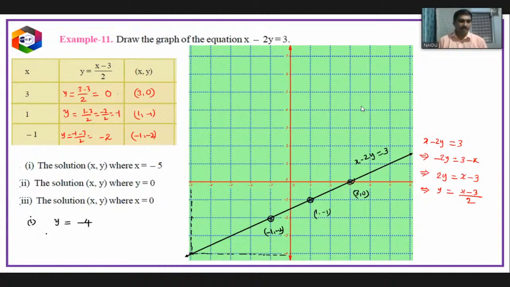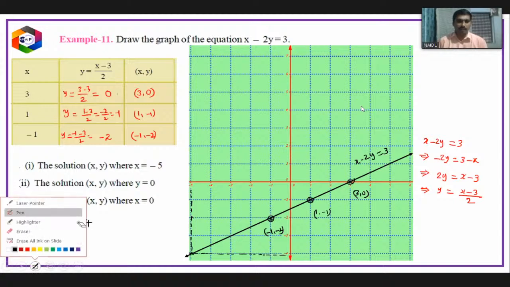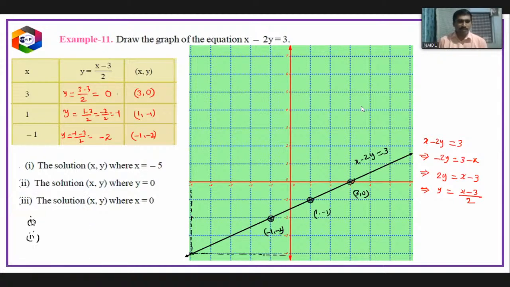Now, children, observe the screen and try to give the answer. What is the solution when y equals 0? From the graph only. When y equals 0, what is the corresponding x value? Children, you can respond. See the graph. Where is y equal to 0, and there, what is the corresponding x value? Whenever a solution is asked, we have to mention it as x comma y only. So here also I am going to express it likewise. Observe, children, x equals minus 5 and the corresponding y value is minus 4. This will be the solution.